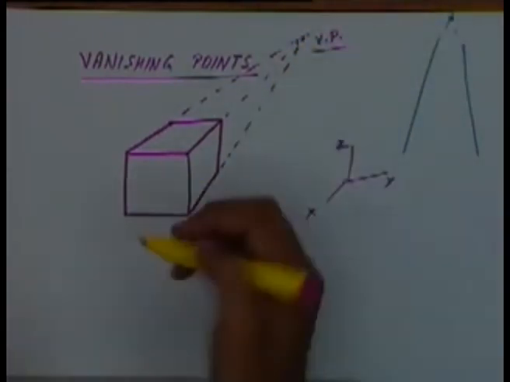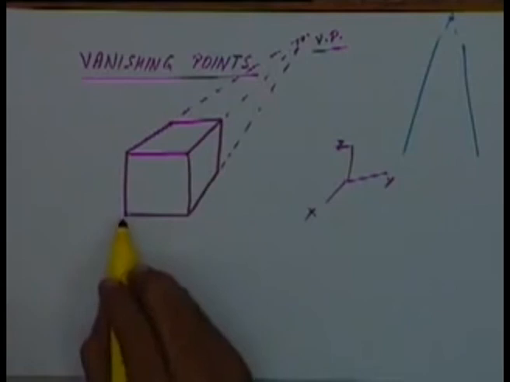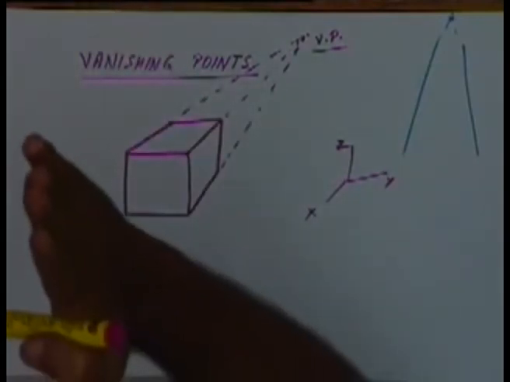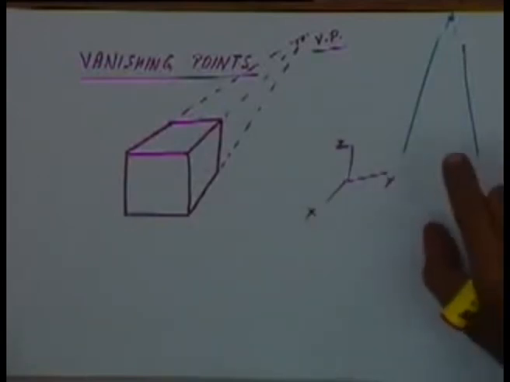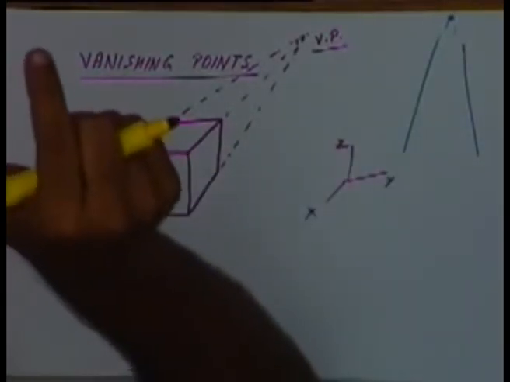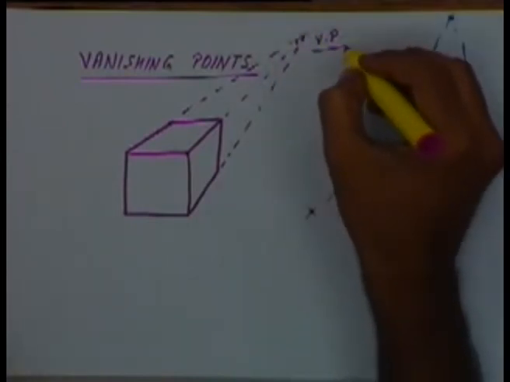In this case, since my projecting plane is parallel to the yz plane, lines in the y direction will continue to remain parallel. Lines in the z direction will also continue to remain parallel. Two parallel lines in the y direction or in the z direction will always be parallel. But two parallel lines in the x direction will seem to come from a point which will be a finite distance away. So this is one vanishing point.